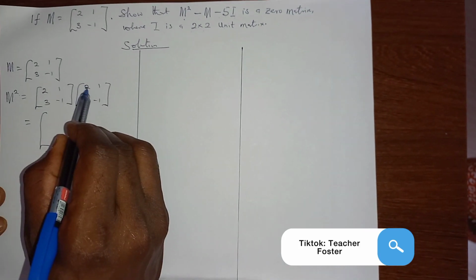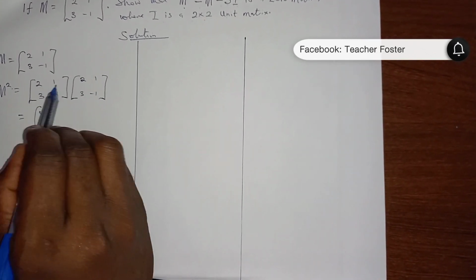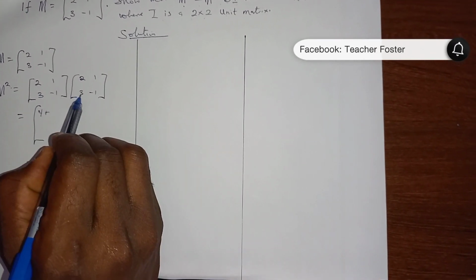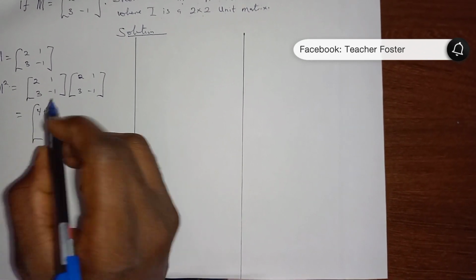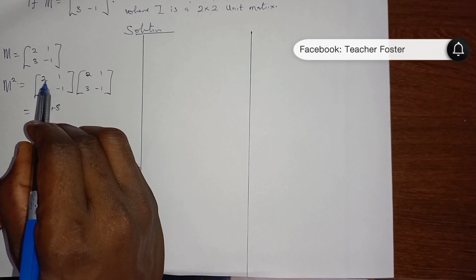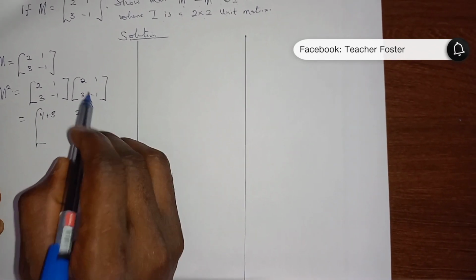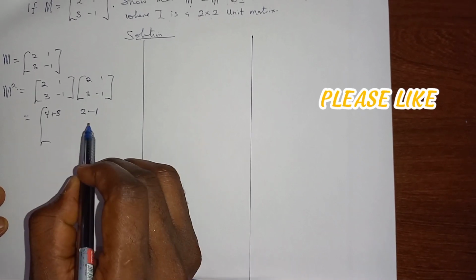So 2 times 2 should give me 4. Then I'm still on the same row, so 1 times 3 will give me 3. I'm taking the same row, multiplying the second column. So 2 times 1 will give me 2. 1 times negative 1 will give me negative 1. So I'm done with that.